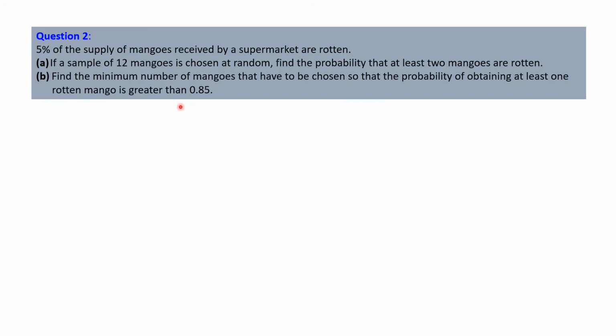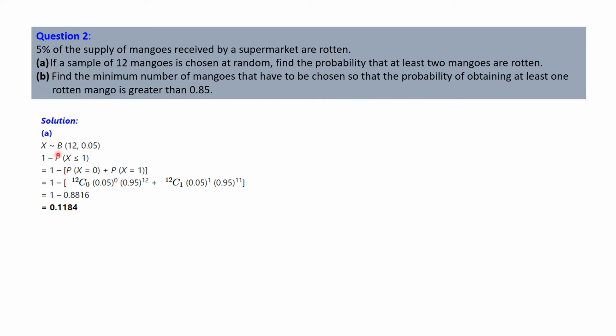Let's move to question 2. 5% of the supply of mangoes received by a supermarket are rotten. So from here we know that the probability of rotten mangoes is 0.05. Question A. If a sample of 12 mangoes is chosen at random, find the probability that at least 2 mangoes are rotten. So with a sample of 12 mangoes, we know that our n is equal to 12. And we are asked to find the probability that at least 2 mangoes are rotten.